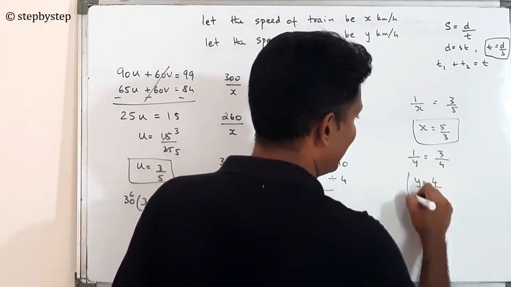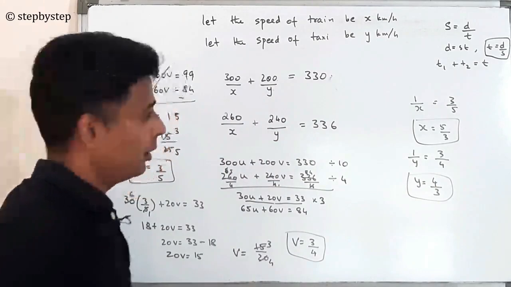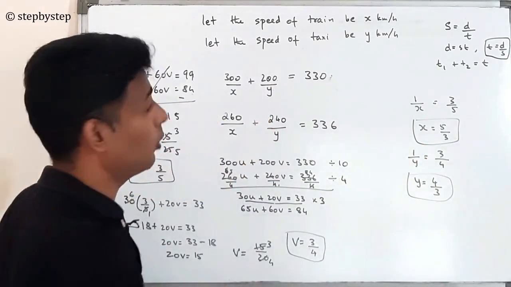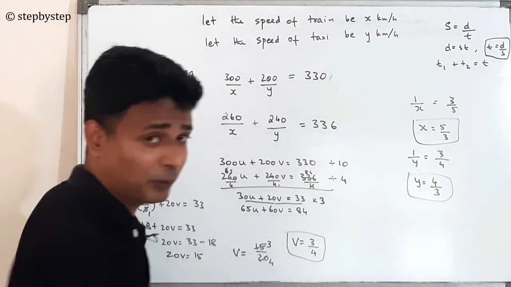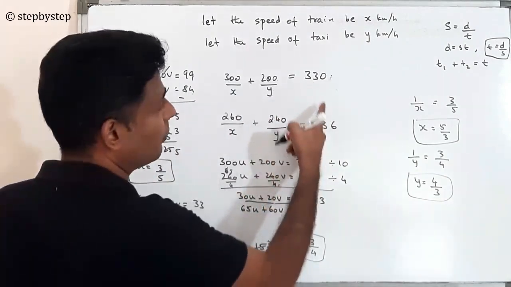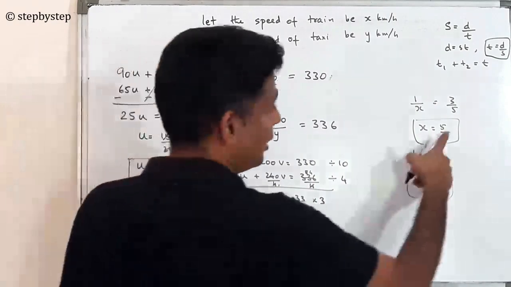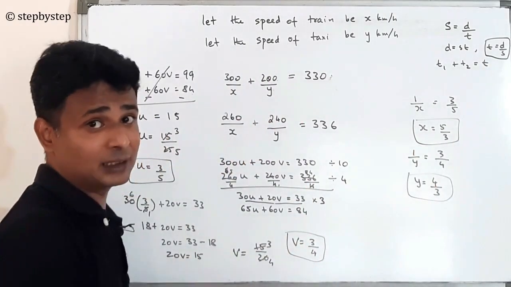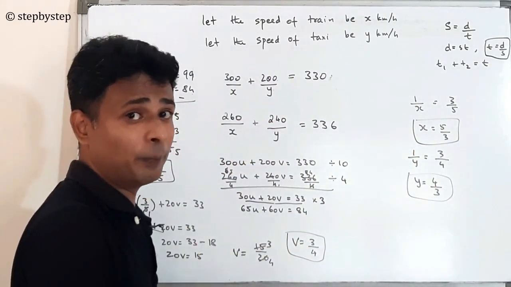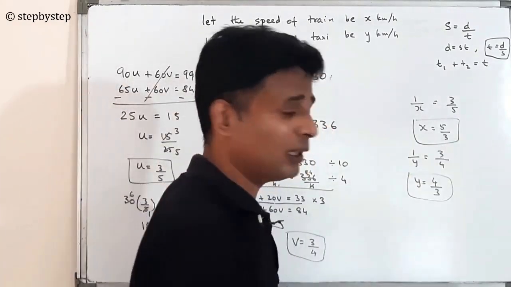Now is this the final answer? No. Why? Because speed is not 5 by 3 right now. Why? We have taken x as kilometer per hour. What had we done here? We had converted hours into minutes. So now again we have to convert this speed from kilometer per minute to kilometer per hour. So how do you convert?